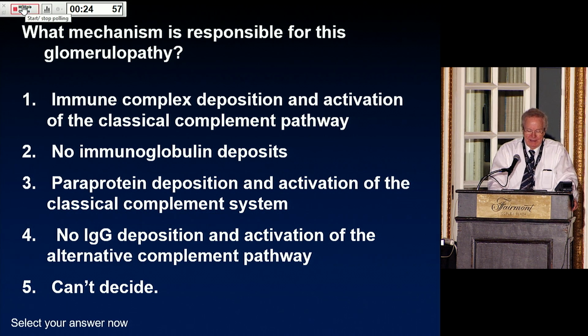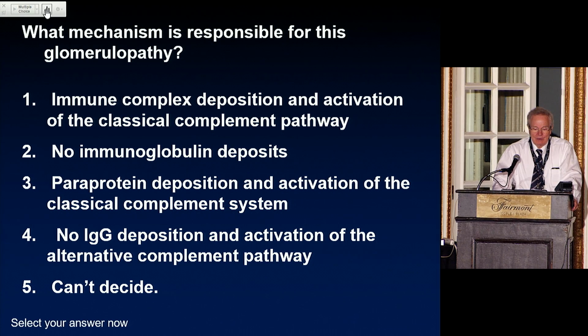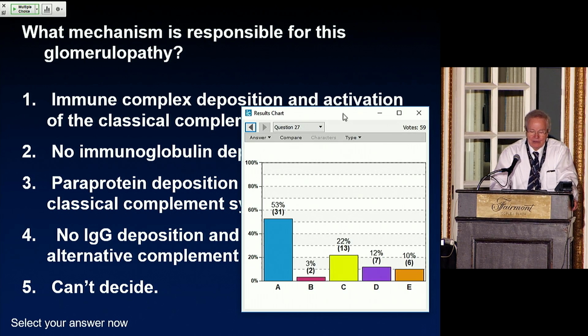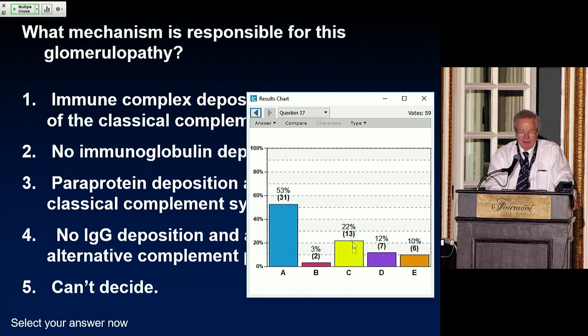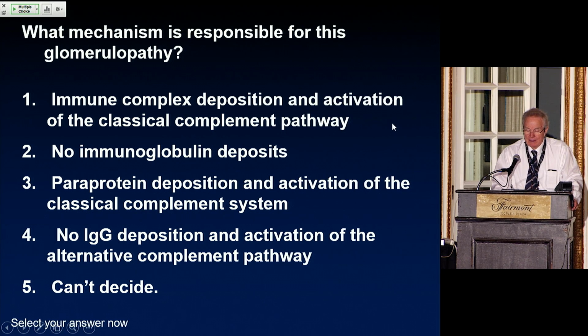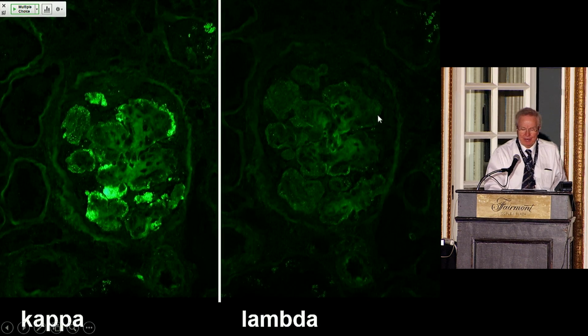Okay, so let's see what you have there. So the great majority of you think that the patient has immune complex deposition, activation of the classical pathway. There was indeed C1q, okay? Very few of you thought that no immunoglobulin, you thought that was non-specific, and a few of you thought there were other mechanisms, paraprotein. Okay, so let's see what we have here.